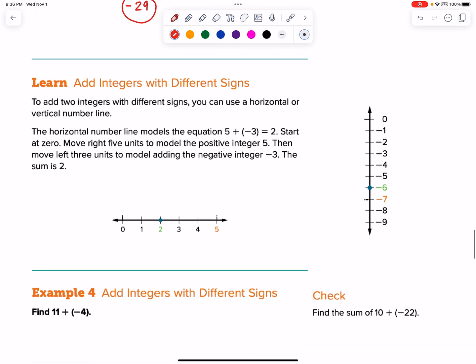Okay, all right. Now we have the next part of the song. So remember we had same signs, add and keep, different signs, subtract. Keep the sign of the bigger digit, then you'll be exact. So now we're going to be dealing with different signs. So I want you to see what that looks like on a number line.